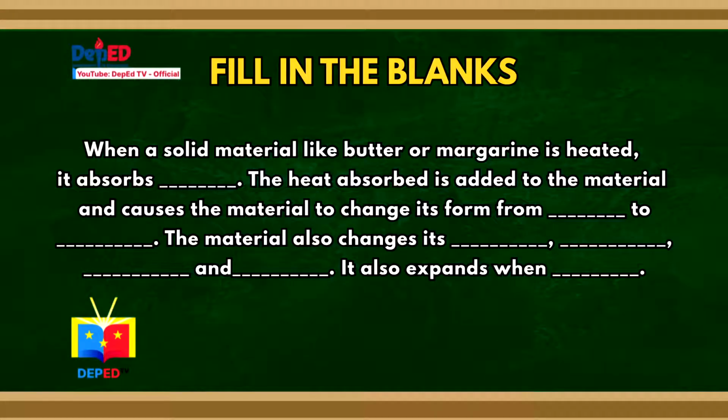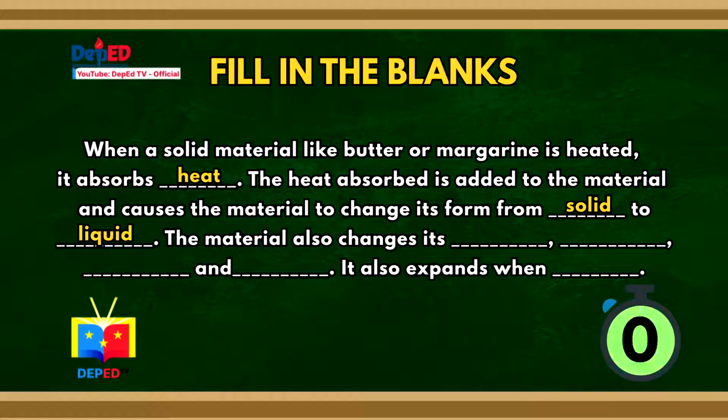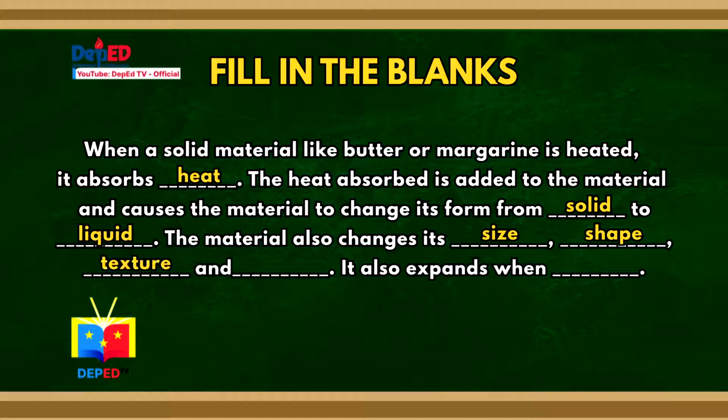Let us fill in the blanks with the correct words about what we have learned today on the changes in the properties of the materials when exposed to different temperatures. When a solid material like butter or margarine is heated, it absorbs blank. The heat absorbed is added to the material and causes the material to change its form from blank to blank. The material also changes its blank, blank, blank, and blank. It also expands when blank.